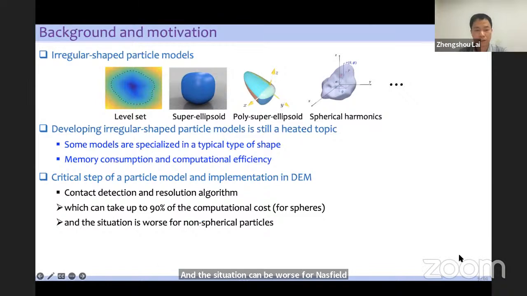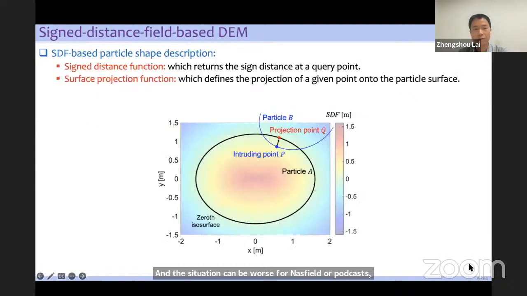And to approach this challenge, recently we have developed the signed distance field-based DEM. The basic concept is that we use a signed distance field generated interface to define particles. It has two basic functions. The first is the signed distance function.